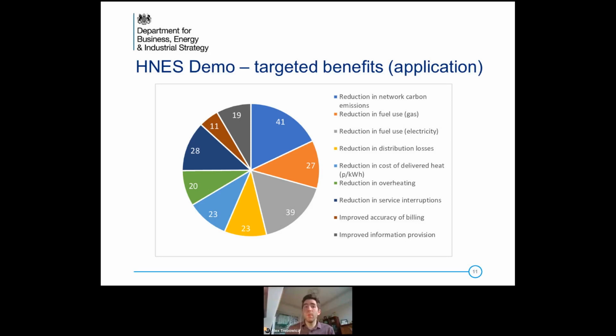In terms of some of the benefits that applicants were targeting for delivery, again this is application stage, so these are aspirational or targeted benefits. The first four that you have here, emissions, energy consumption and distribution losses, relate to our first objective around addressing network efficiency, and the other five relate to our second primary objective of addressing customer detriment. So again, high focus on emissions reduction and fossil fuel consumption reduction.